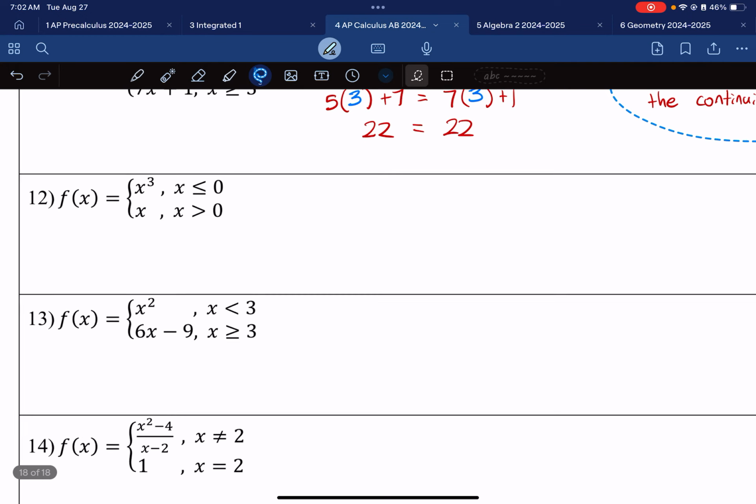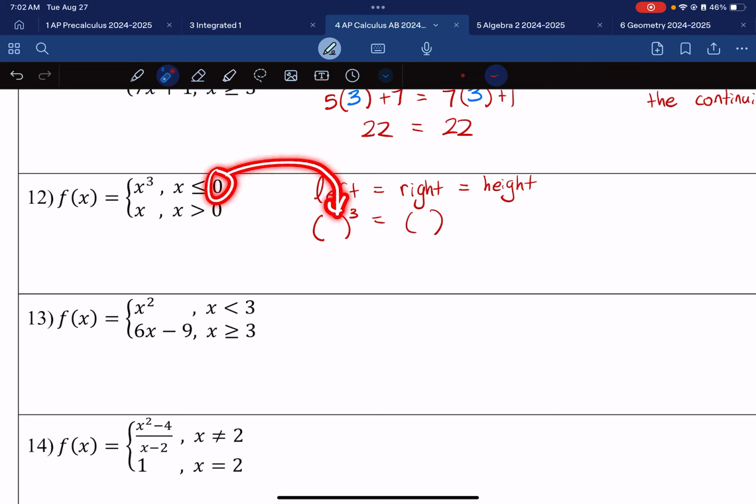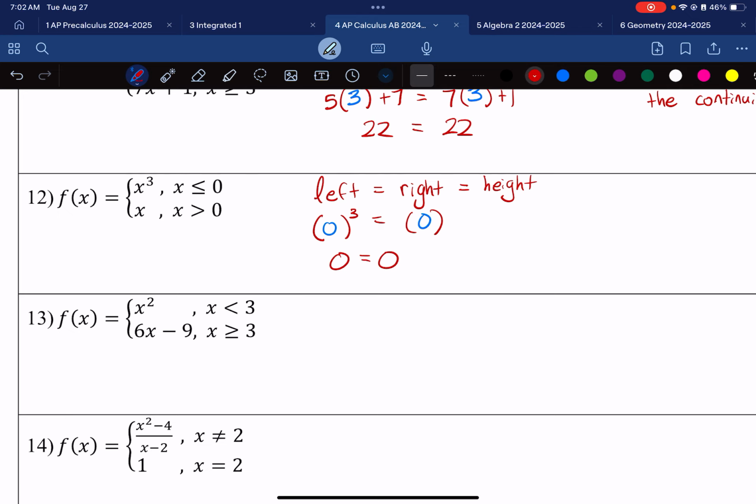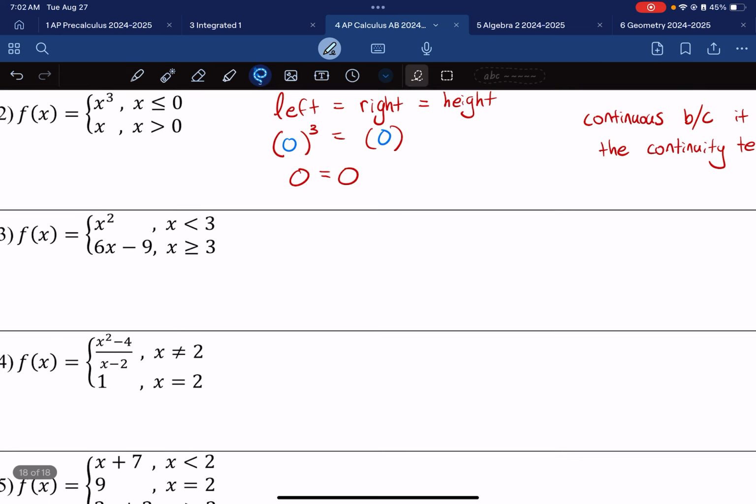All right, so again, you set the left equal. You should remember the formula. Left piece should be equal to the right piece, should be equal to the height. And in this case, the height and the left piece are the same thing, so I'm not going to rewrite the height because those are the same. I'm just going to do left is equal to right. So this is going to be x cubed is equal to x. And plug in the suspect point. Suspect point is 0 to each of these x values. So when I do that, it's 0 and 0, and 0 therefore is equal to 0. So again, it is continuous because it passes the continuity test. So I can just paste that again.